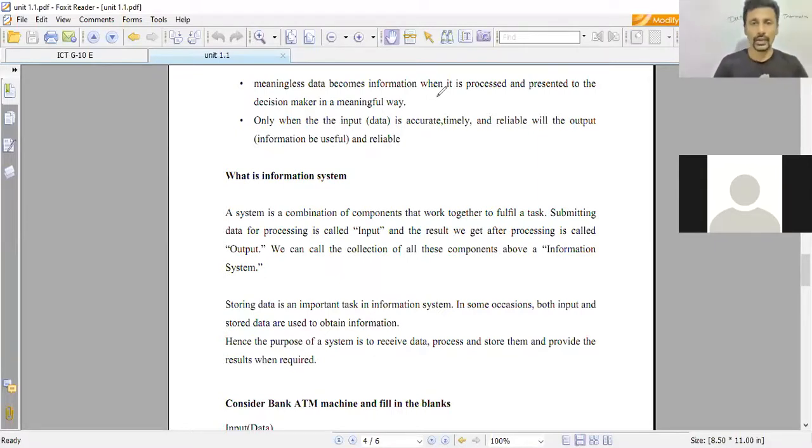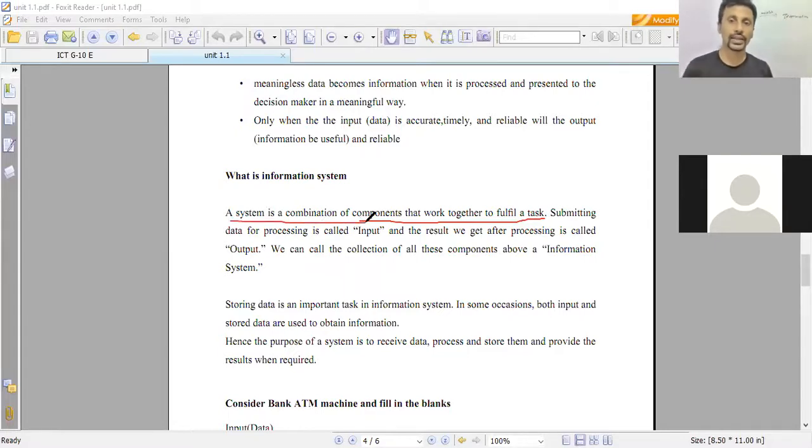If I take school as a system, you have different components. So what are the components inside the school? Teachers are there, students are there, buildings are there, books, education materials, everything. So when they work together, that's why I'm telling here, a system is a combination of components that work together to fulfill a task.